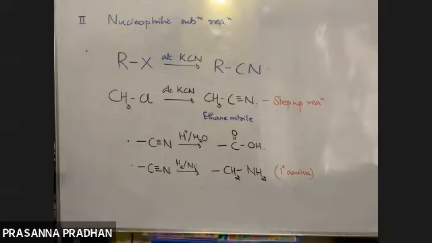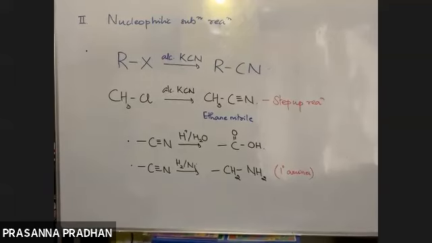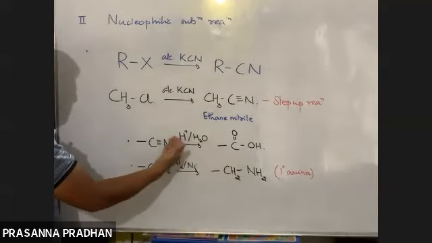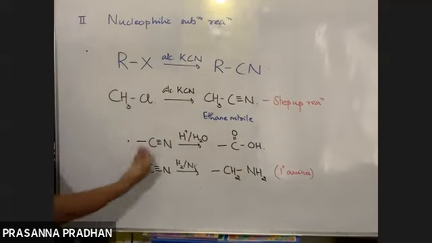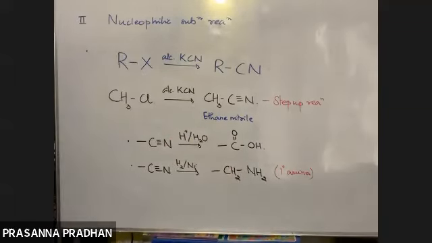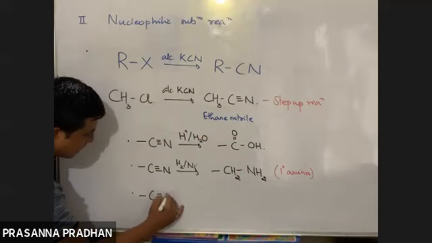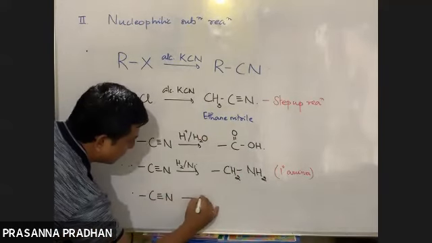So your nitriles can be converted to carboxylic acids. Okay, fine. So number one, how can you convert a CN to a carboxylic acid group? Acidic hydrolysis. Cyanide to a 1 degree amine, reduction. Not only this, this CN can be converted to an amide group.